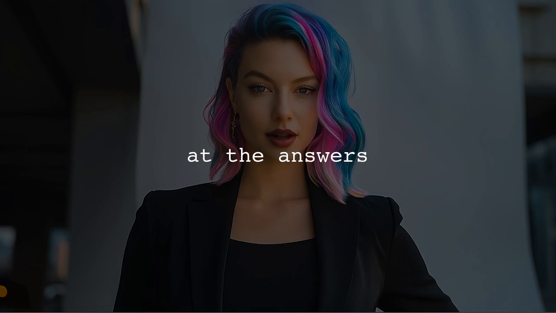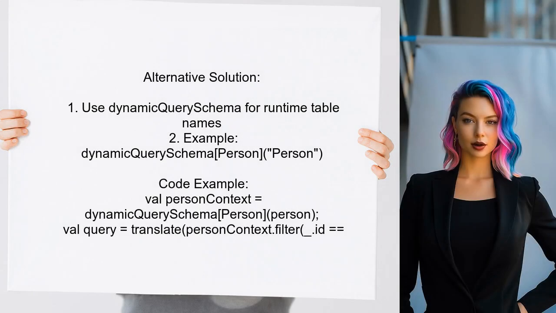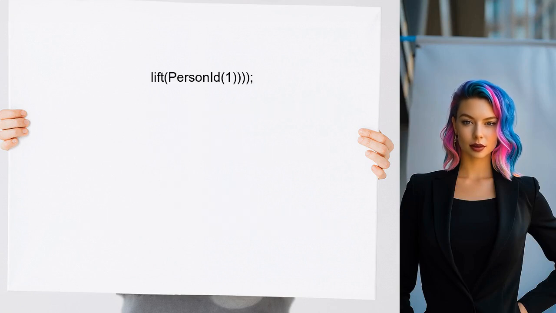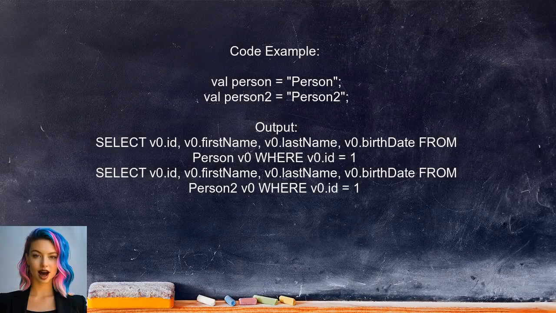Now let's look at the answers provided by other users. An alternative solution provided by another user suggests using the dynamic query schema feature in Quill version 3 and above. This allows you to define table names at runtime. In the provided code, two different table names are defined, person and person2. The user demonstrates how to create queries for both tables dynamically.